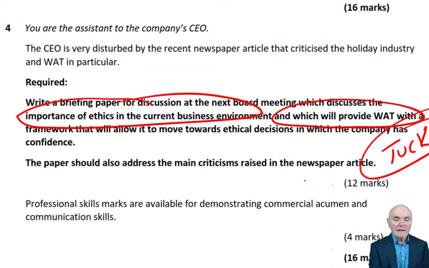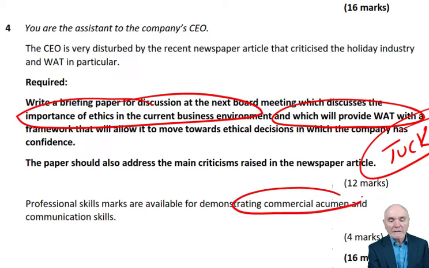Commercial acumen here is looking maybe at realistic areas. This journalist has piled abuse on us here. Maybe we have to think, how could we defuse this? What sort of measures could we use to deflect these sort of articles in the future? And that is an example of professional acumen, insight.